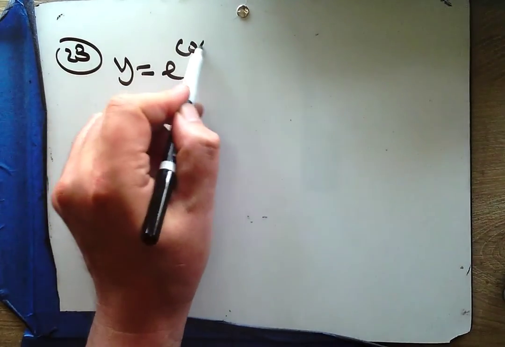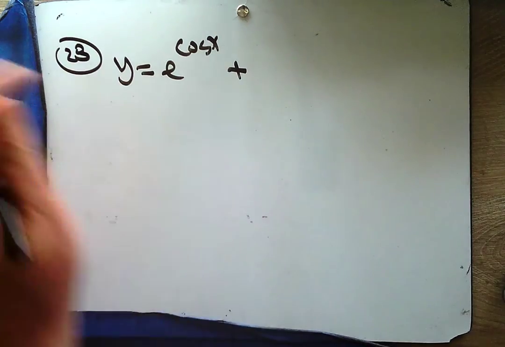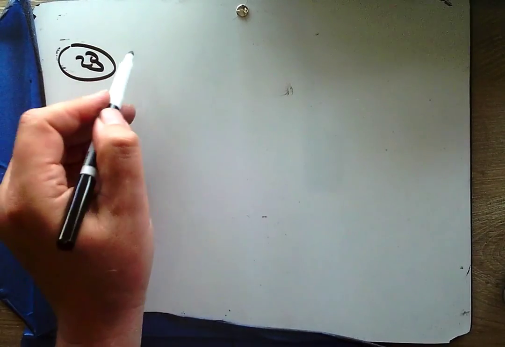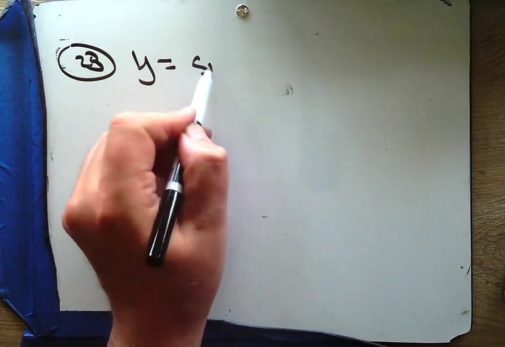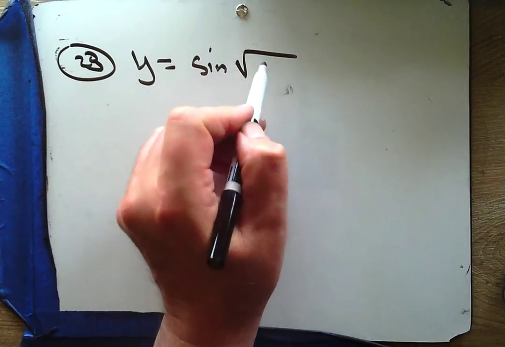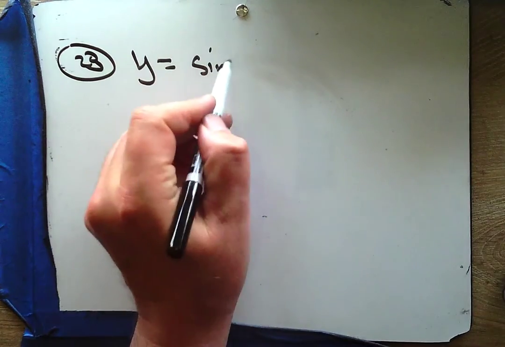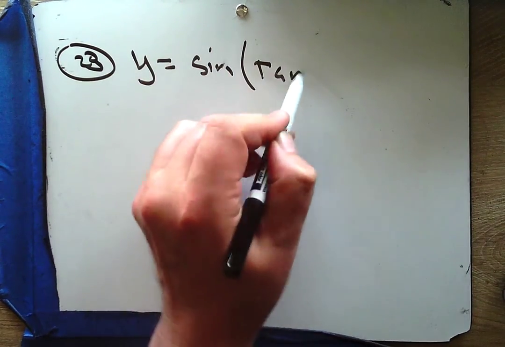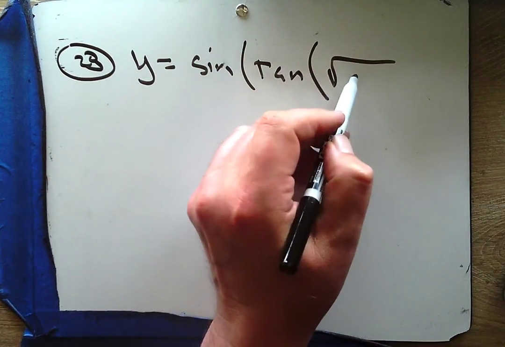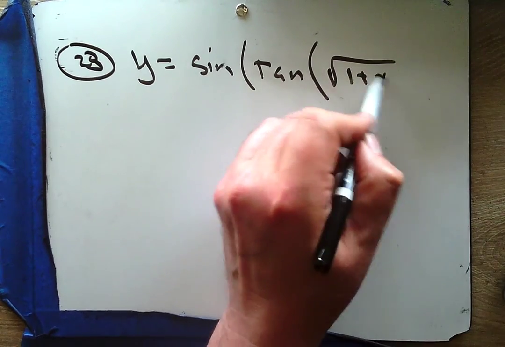28. Oh, goodness. Y equals e to the cosine x plus, nope, that's 24. Thought that looked familiar. 28. Ah, the 9th level of hell. Sine of tangent of the square root of 1 plus x to the third.